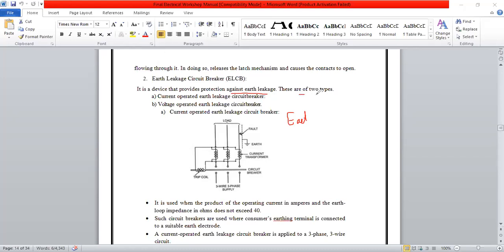And these are of two types. The first one is the current operated earth leakage circuit breaker, and the second one is the voltage operated earth leakage circuit breaker. See, in the first one, the current operated earth leakage circuit breaker, that means this circuit breaker operates on the current. So current वरती depend राहील, हा current operated असेल. So current operated earth leakage circuit breaker.